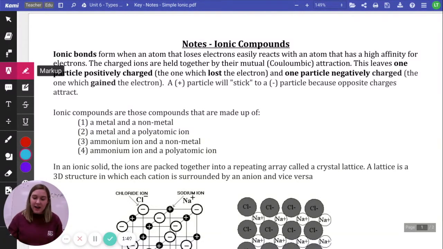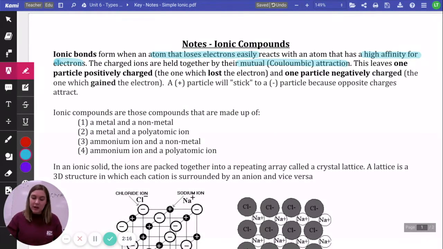Okay, so ionic bonds are formed when an atom that loses electrons easily reacts with an atom that has a high affinity for electrons. Basically, our metal typically is going to lose electrons, and our nonmetal is going to gain electrons. In losing electrons, our metal is going to become positive, and our nonmetal is going to be negative, so they're going to have charges, right? We know positives and negatives attract, so they're going to be held together by their mutual attraction, and it's a Coulombic attraction. It's the attraction between their charges.